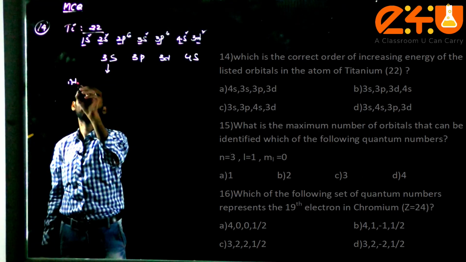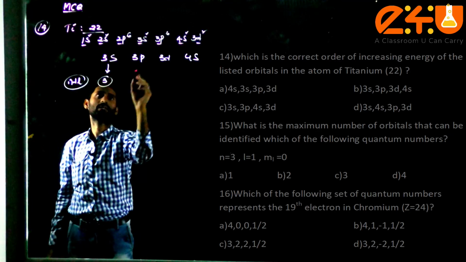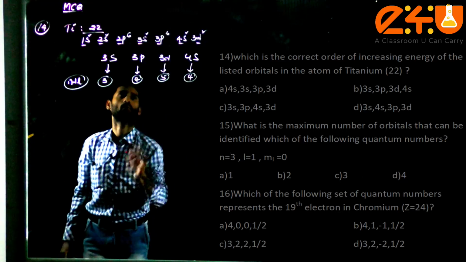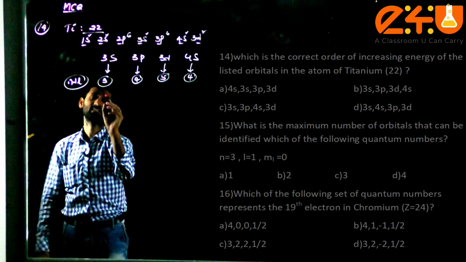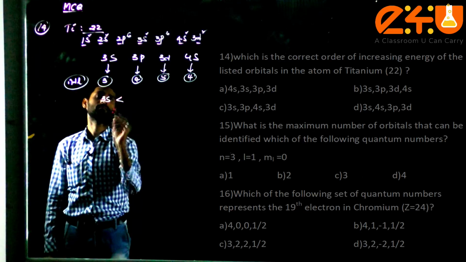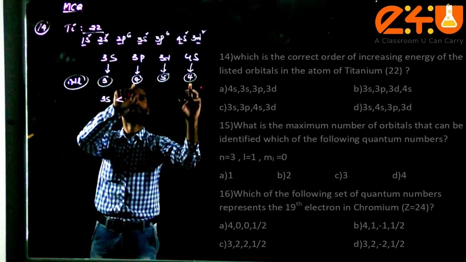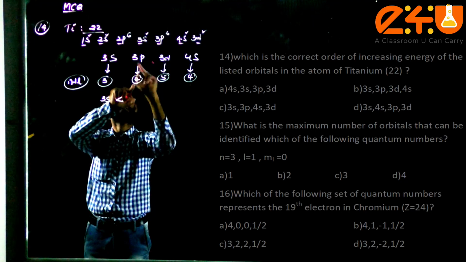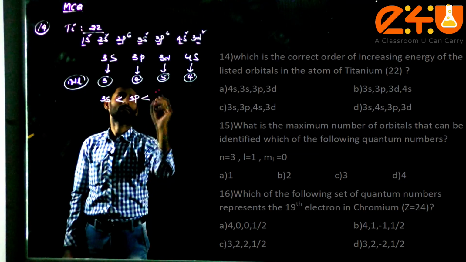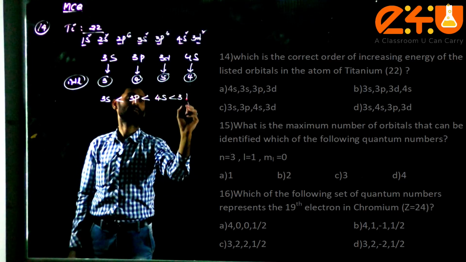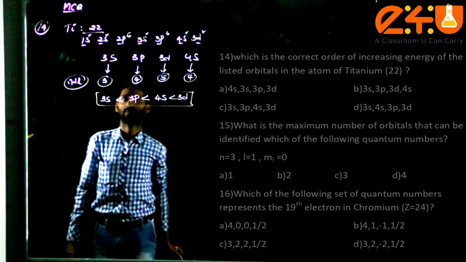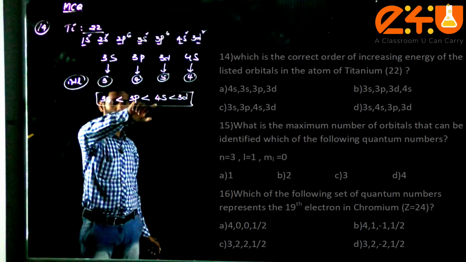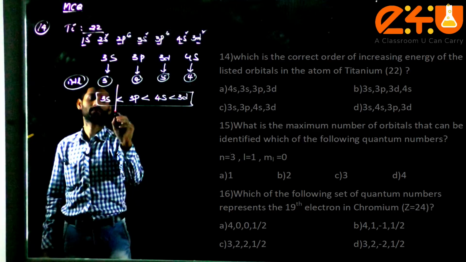This is completely based on the n plus l value. Here n plus l is 3, here 4, here 5, here 4. Increasing, that means 3s comes first, being less. Two n plus l values are the same, so which one has the lower principal quantum number? The electron first enters 3p, then 4s, then 3d. This is the correct answer: 3s, 3p, 4s and 3d, that is option C.